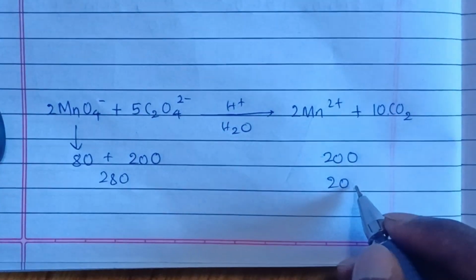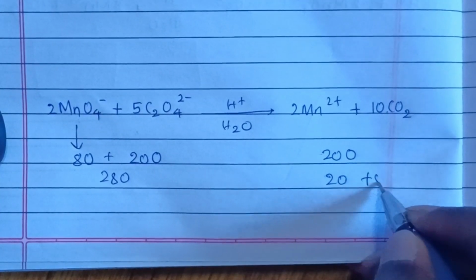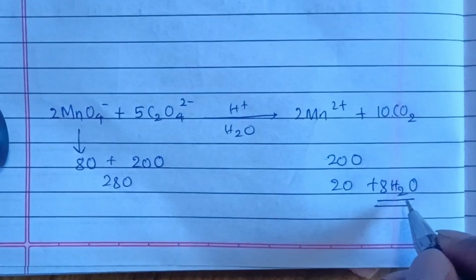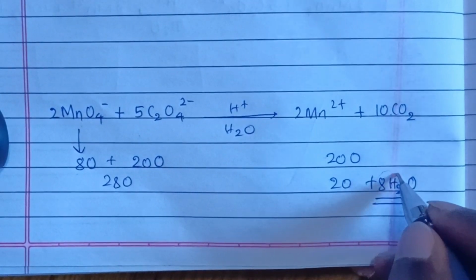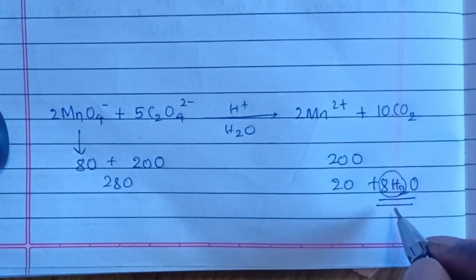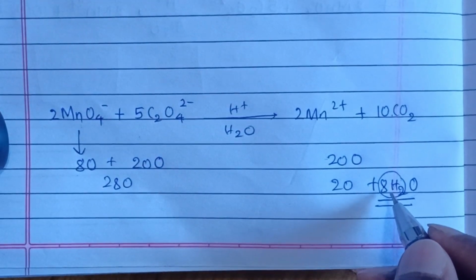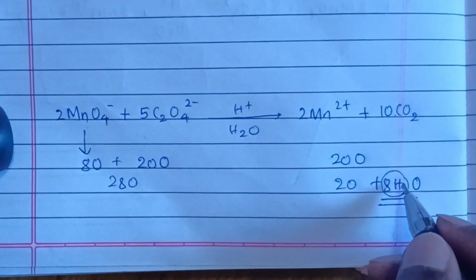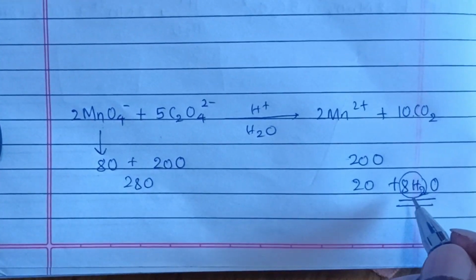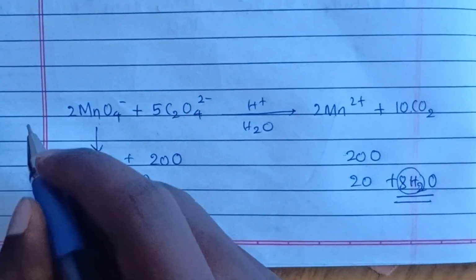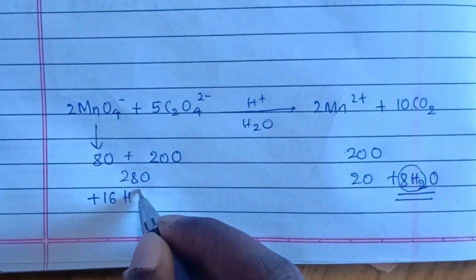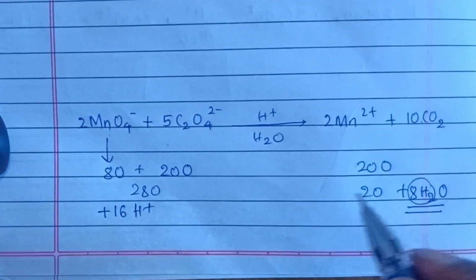So since there are 8 oxygen less, I will add 8 water molecules. But you also have to know that while adding water molecules, you also added hydrogens, a total of 16 hydrogens. So you also have to balance this hydrogen. That's why I will add 16 hydrogens on the left hand side. By that you can now see that both the hydrogens and oxygen are balanced on both sides.